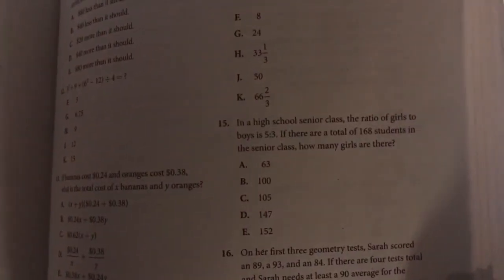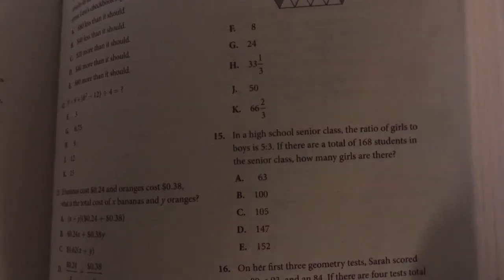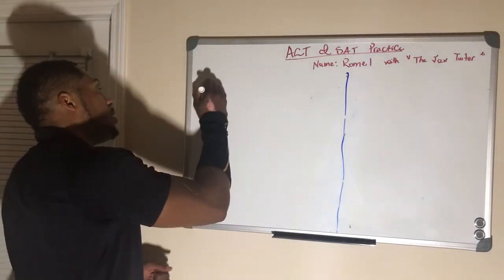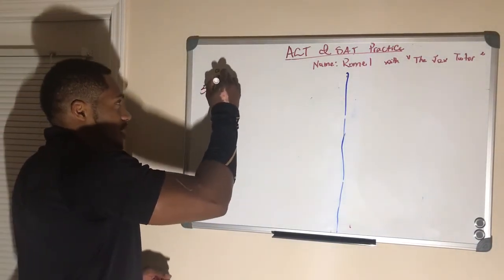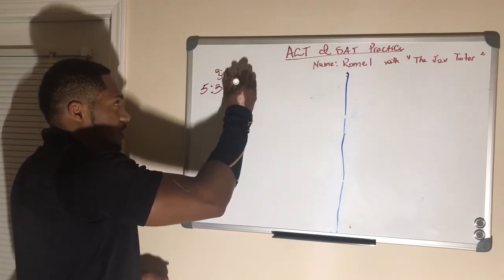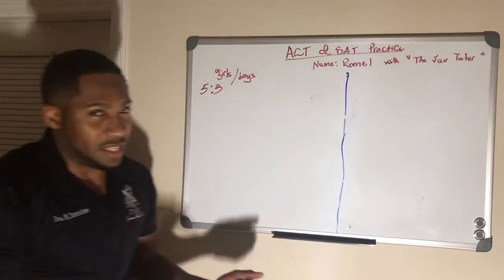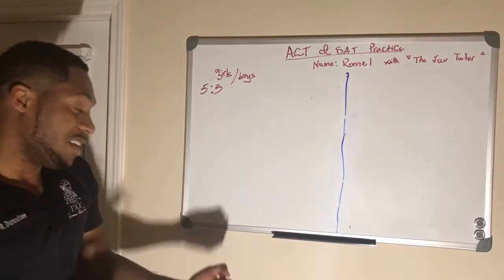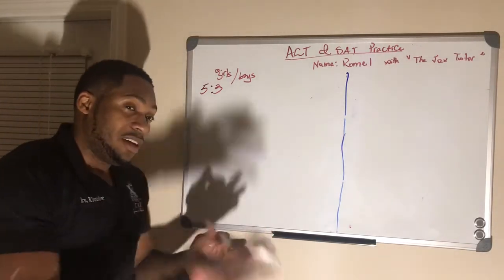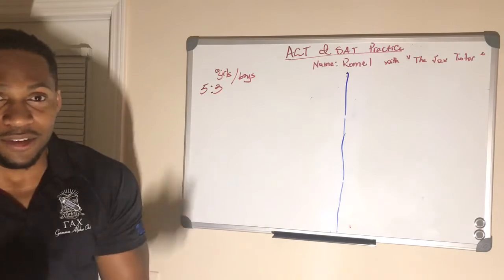It says in a high school senior class, the ratio of girls to boys is 5/3, 5 to 3. If there's a total of 168 students in the senior class, how many girls are there? So what it says here is the ratio is 5 to 3, girls to boys. What it really tells us is out of every group of 8, there are 5 girls and 3 boys.